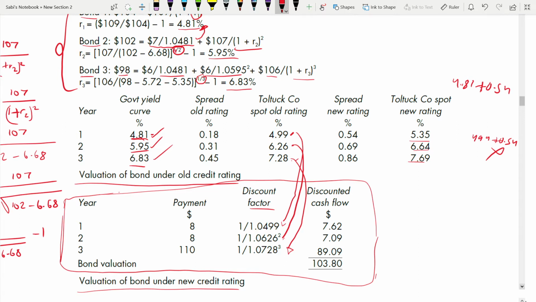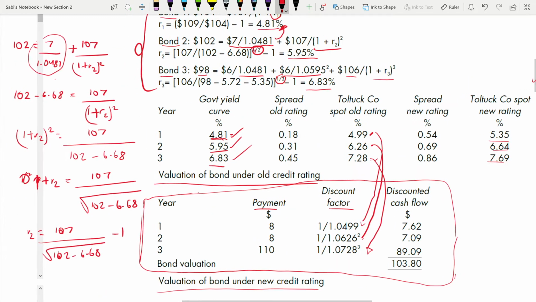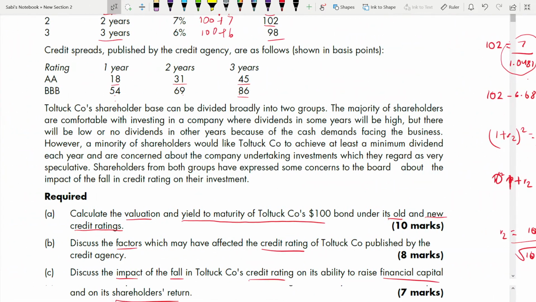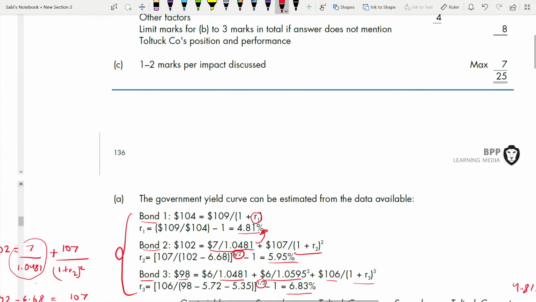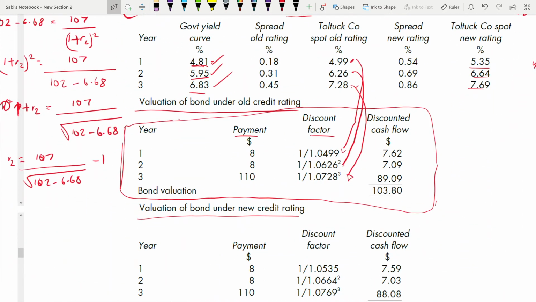But how did you get this payment 88 and 110? Because just go here. Toltuck has issued an 8% bond. So it will be 8 and 8. But what about the third year, which has a face or nominal value and a premium of 2% on the redemption in 3 years' time? On the redemption in 3 years' time, which is the third year, they are going to have a premium. That's why it was 8 and not 108. 108 plus 2% premium, that's why it was 110. So 110.